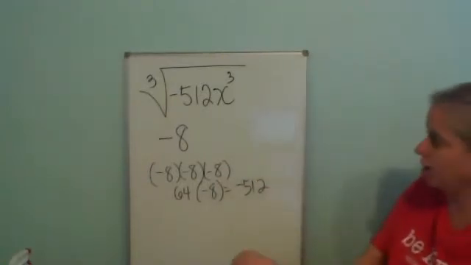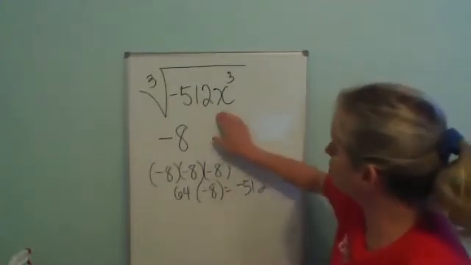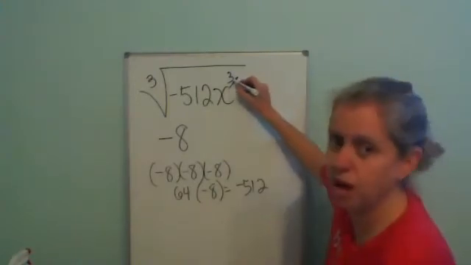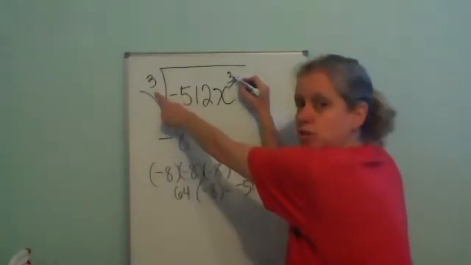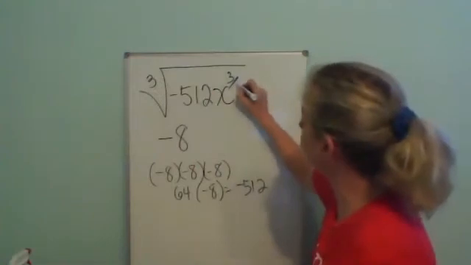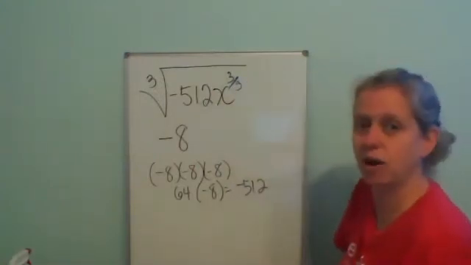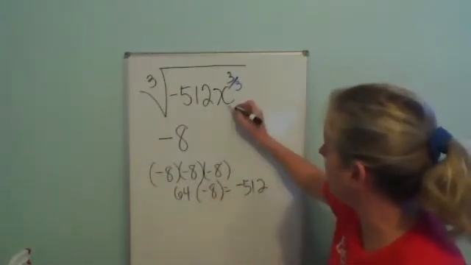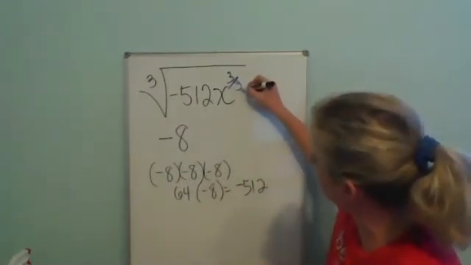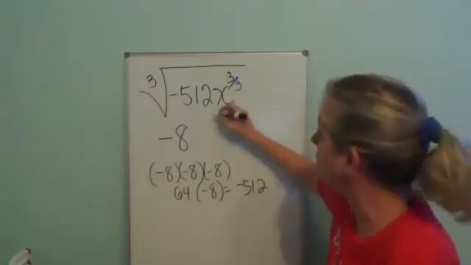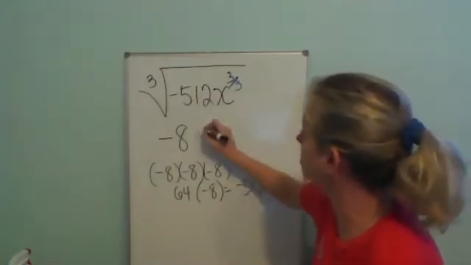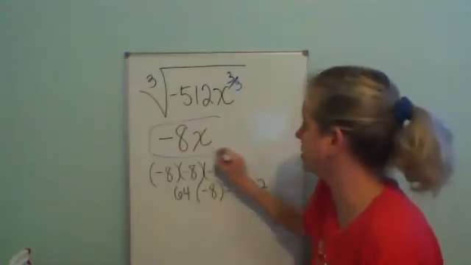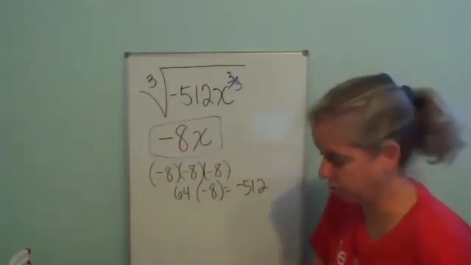So it will work. Now, here's the shortcut to your exponents. You want to divide your exponent by whatever root you are taking. So if I'm taking the cube root, I want to divide that exponent by 3. That will give you what the cube root of that is. So what happens when you divide 3 by 3? You get 1. So the cube root of x to the 3rd is just x. So -8x would be your answer.